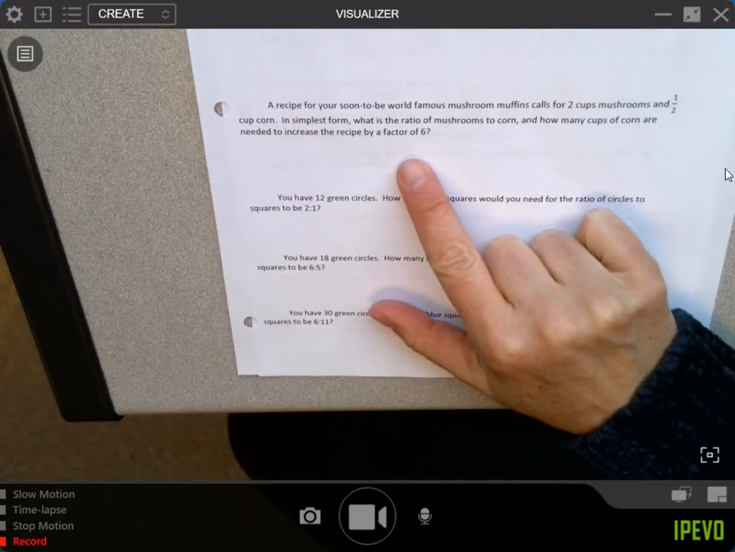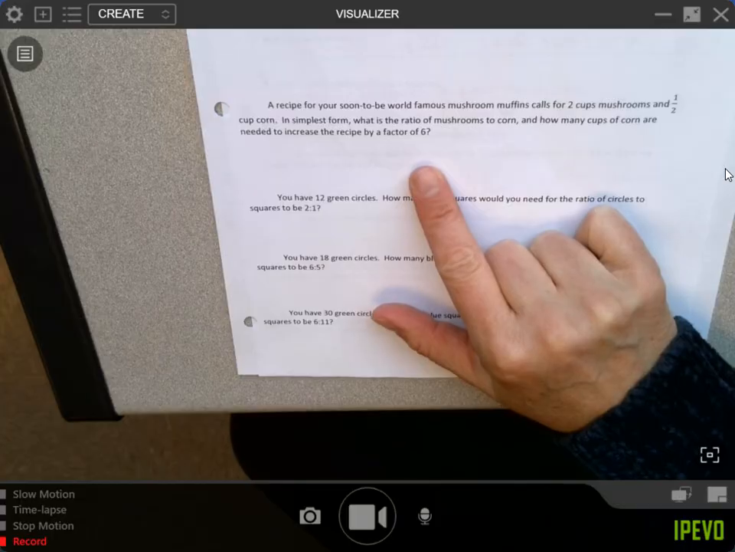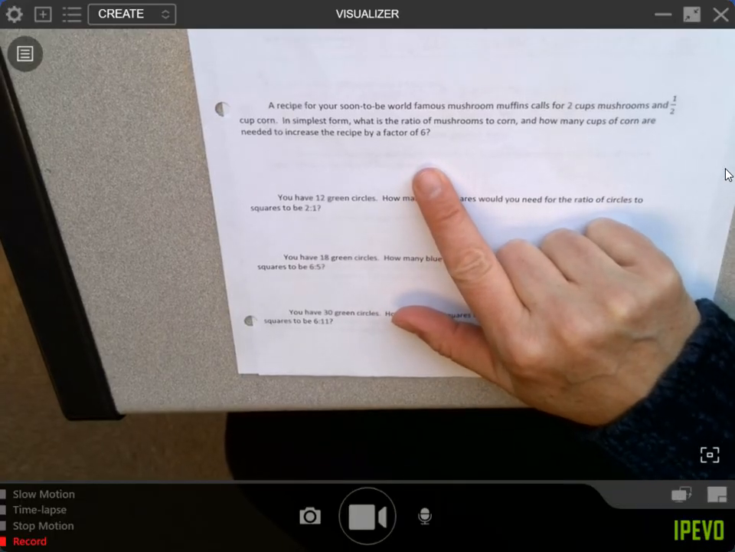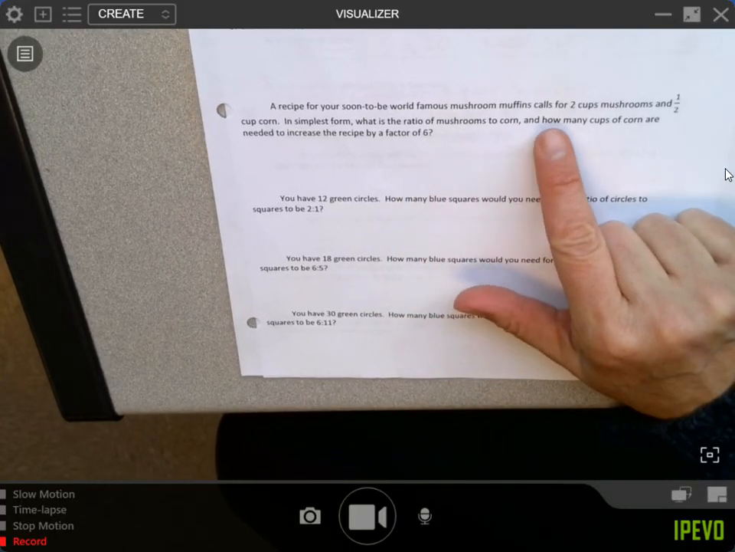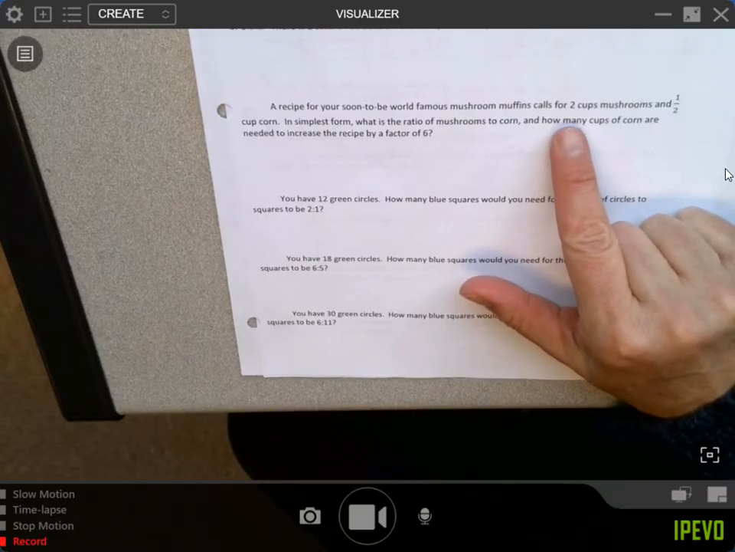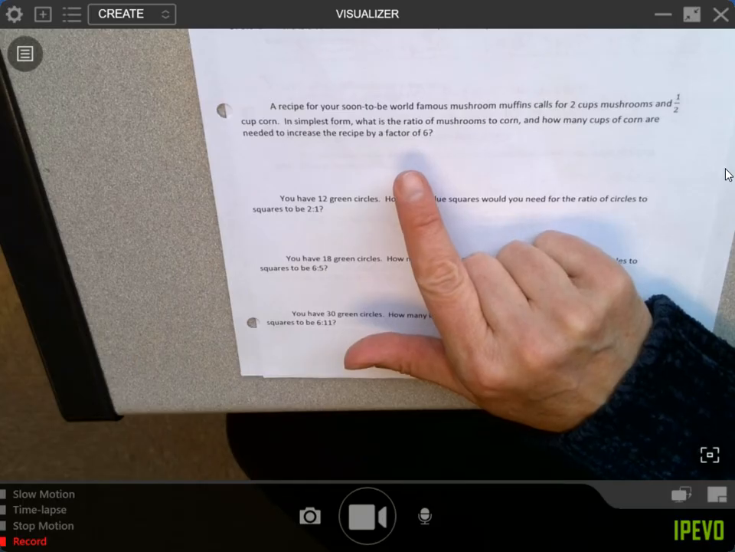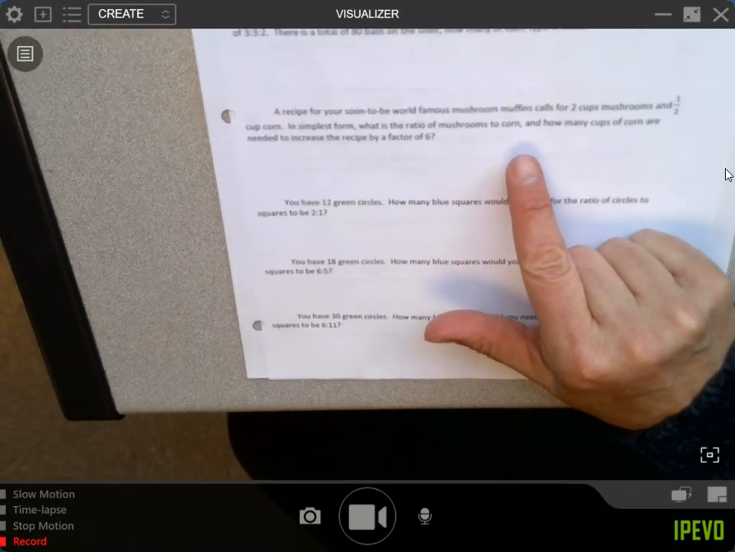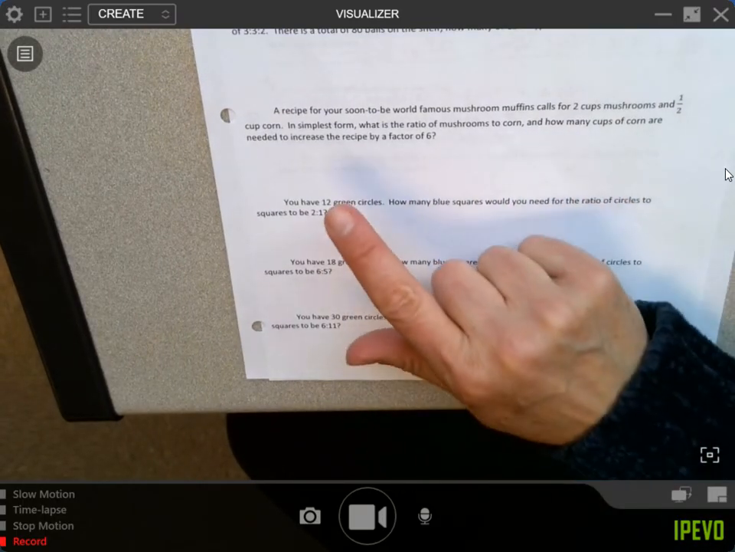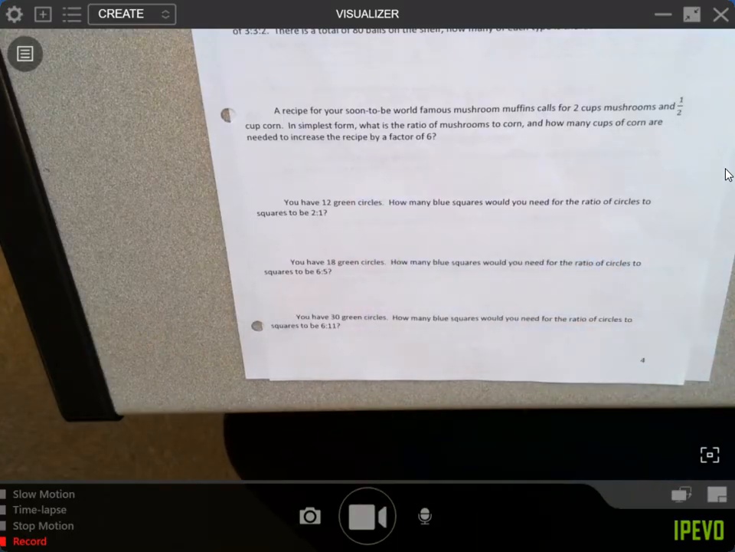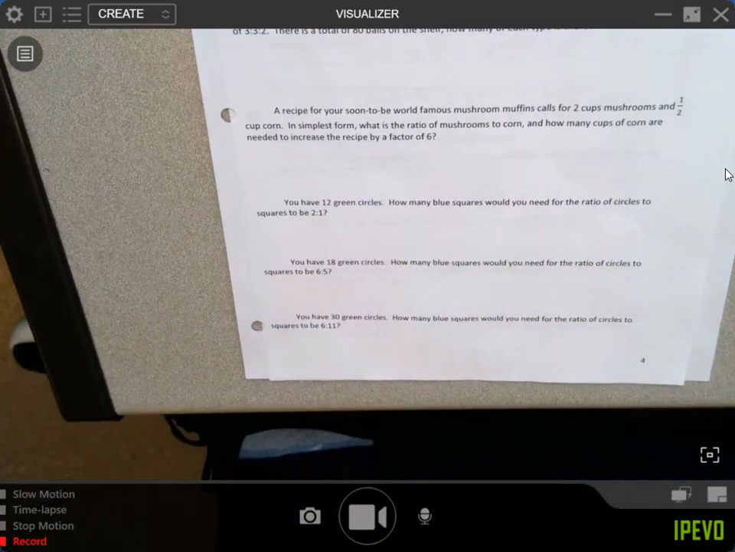So, the recipe for your soon-to-be world-famous mushroom muffins. That doesn't sound world-famous to me, but to each their own. It calls for 2 cups of mushrooms and half a cup of corn. In simplest form, what is the ratio of mushrooms to corn, and how many cups of corn are needed to increase the recipe by a factor of 6?